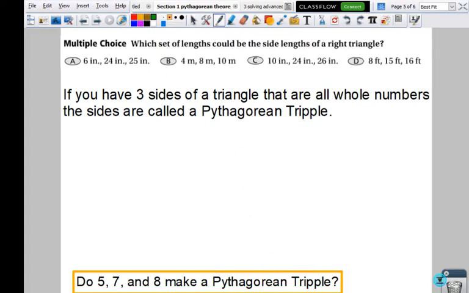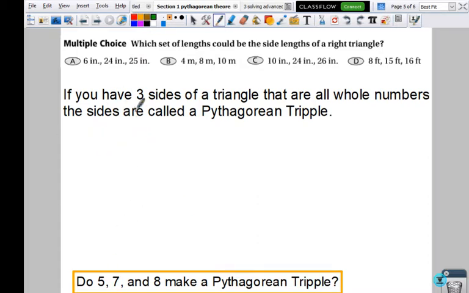For our last thing here, we're gonna find out which of these sides could be a right triangle. Or another way of saying it is which one of these make a Pythagorean triple. If you have three sides of a triangle that are all whole numbers and they work with Pythagorean theorem, that's called a Pythagorean triple. So I'm going to take each one of these and plug A, B, and C in, and see if it equals each other. For example, in part A, I have 6, and then 24, and then 25. Which one of these has to be C?